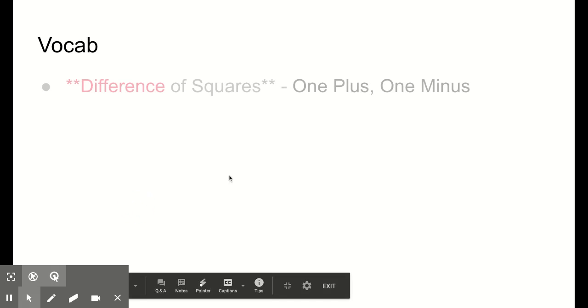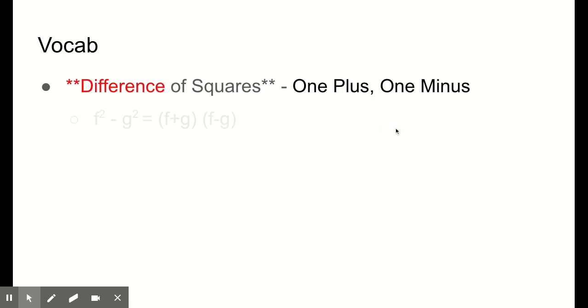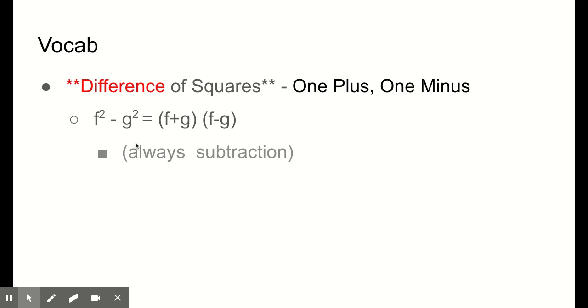For our vocabulary, our first term is the difference of squares, which is what gives us one plus, one minus. So that will look something like this. When you have a polynomial that is one perfect square minus another perfect square, that will factor down to f plus g times f minus g. So what we have to figure out is what number squared gives us this term and what number squared gives us this term. And again, that's always subtraction because it's called the difference of squares.